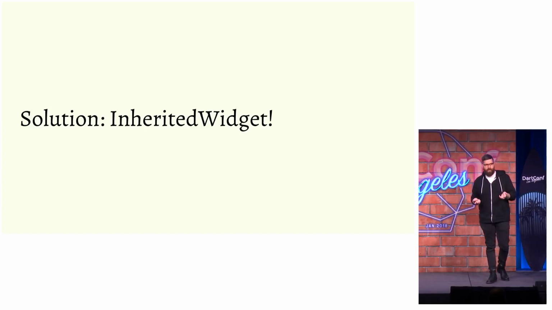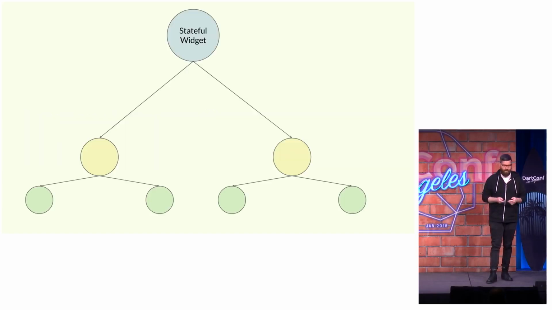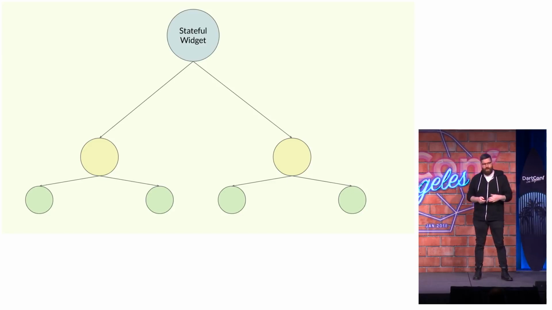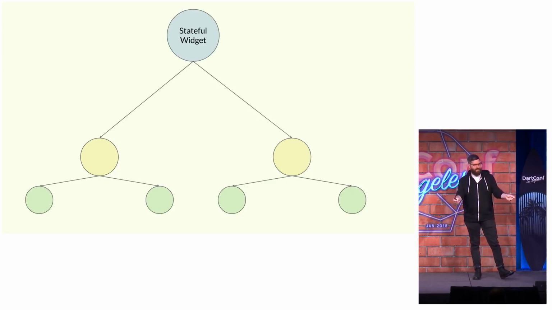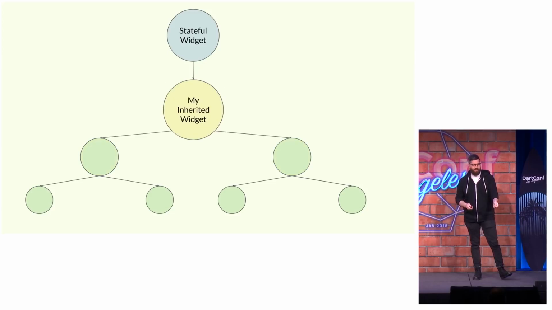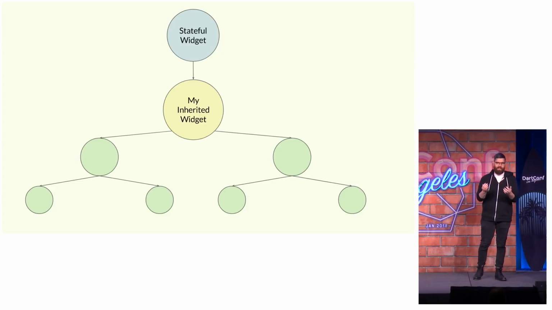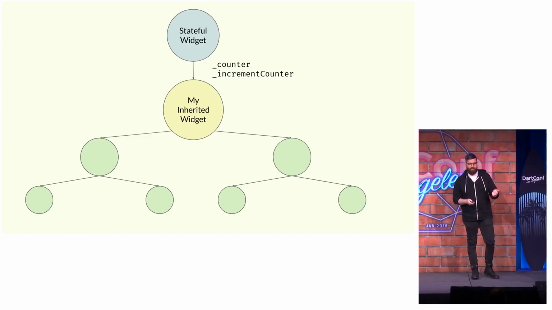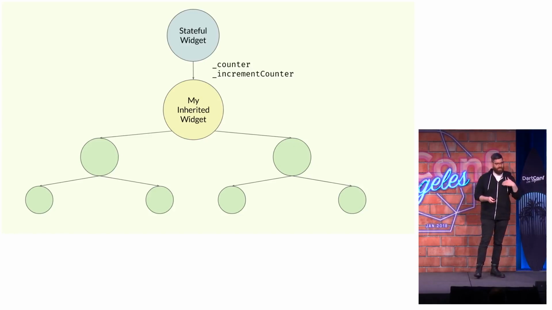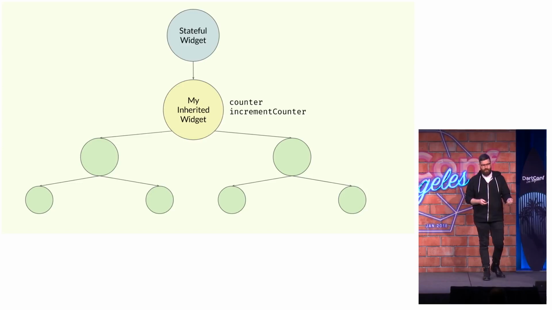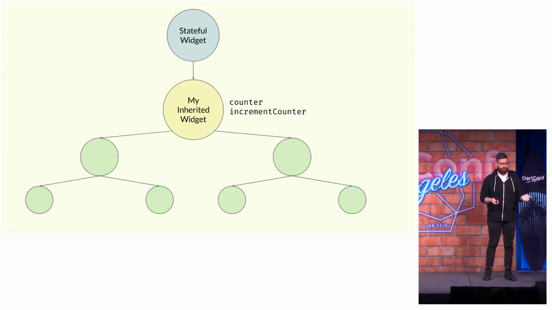This is another building block that's provided by Flutter. And what it will do is, rather than having the stateful widget pass state directly down to its children, the stateful widget will actually pass data to an inherited widget. And then the responsibility of that widget is to pass that information down to all of its descendants in the widget tree. So we'll pass the private counter and increment counter down from the stateful widget to the inherited widget, and then it will expose those publicly.